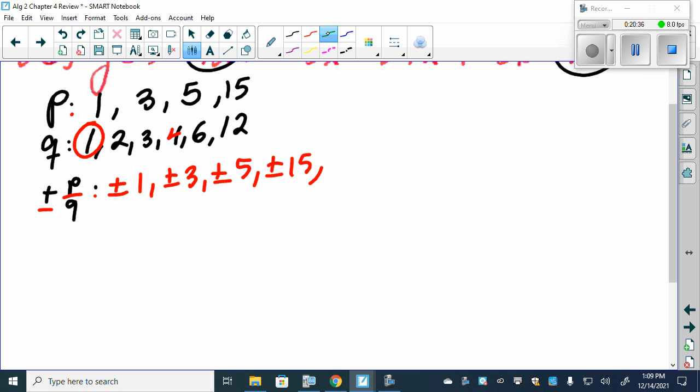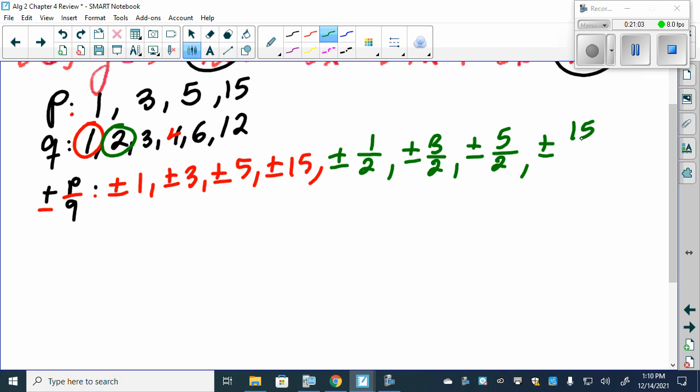Okay? Because the next one we're going to look at is 2. So we're going to have plus or minus 1 divided by 2. Our next number would be 3 divided by 2, which doesn't reduce, so we have 3 halves. And we would do 5 next, which would be plus or minus 5 halves, and then plus or minus 15 halves. We know this won't reduce because 1, 3, 5, and 15 are not even numbers, so they won't reduce. Any questions on this so far?